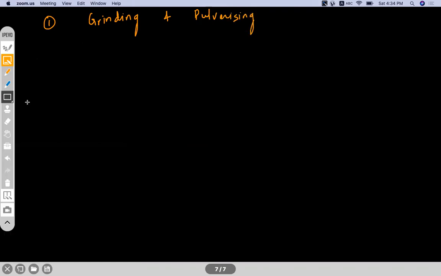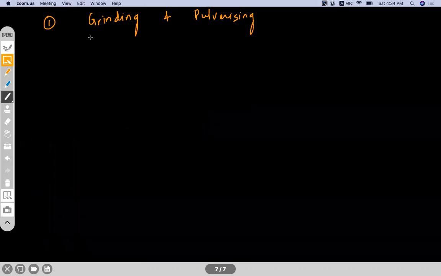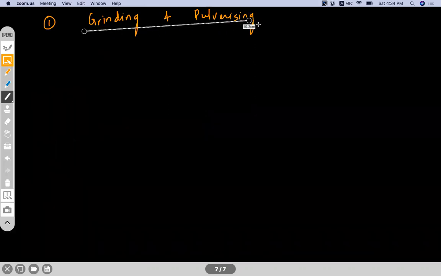Grinding and pulverizing. I'll tell you the methods we have. The ore that we get from the earth's crust is generally present in the form of big lumps, because it is present in the combined state. So it is possible that the ores are present in a big lump, with a big size.